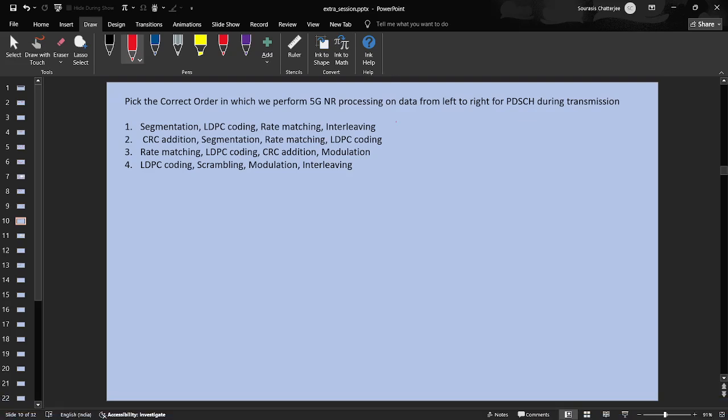So this is our transceiver chain. We have gone through it multiple times. What is the correct order for the processing of the PDSCH channel? First one only. So first do segmentation, go for LDPC coding, rate matching and interleaving. First one.